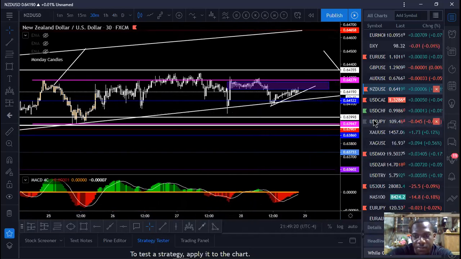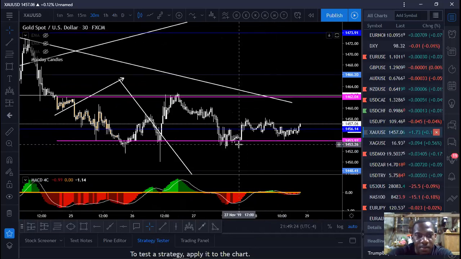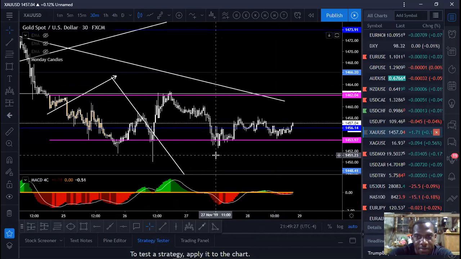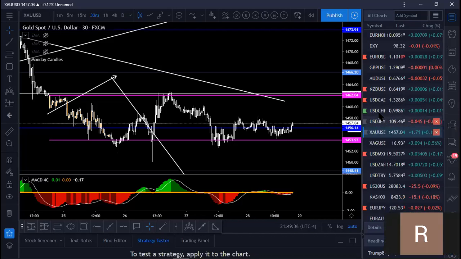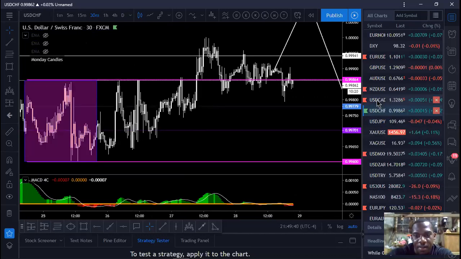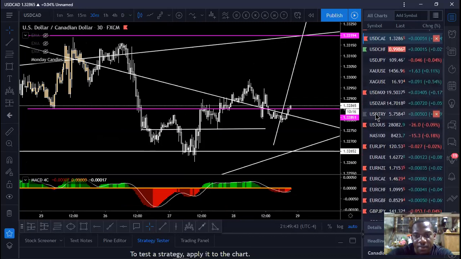I really have to go through all the pairs properly. They're just consolidating. And it's Thanksgiving, so the US pairs might be a little slow. We've got a lot of consolidation since it's Thanksgiving.